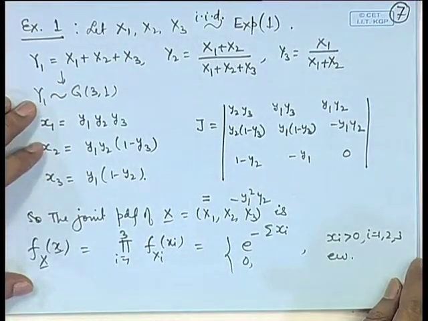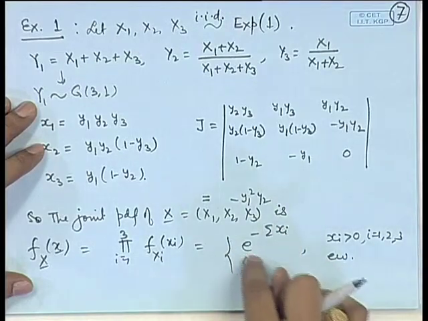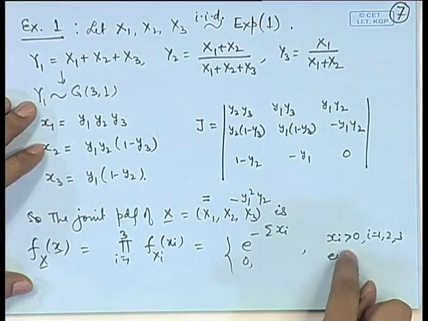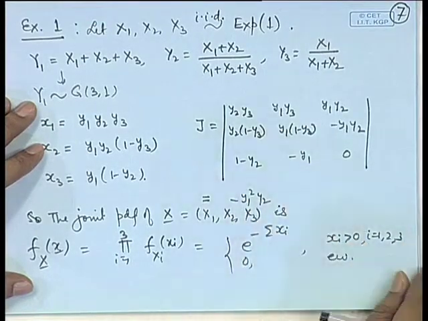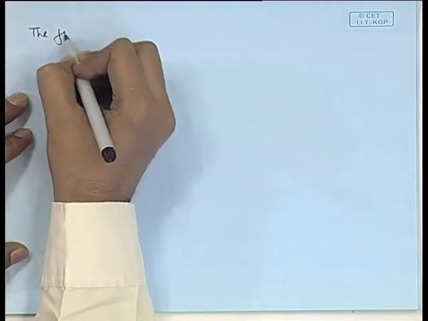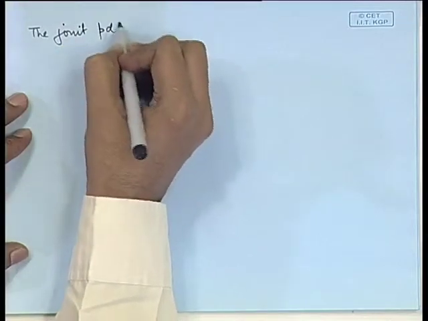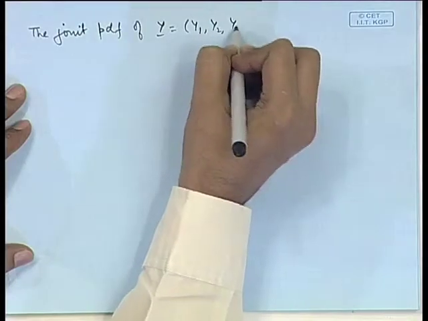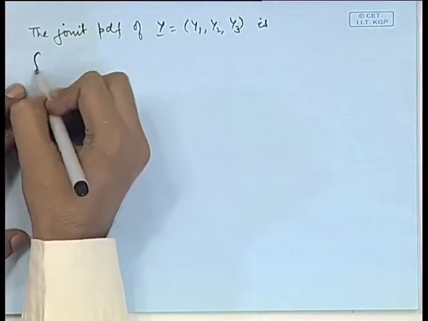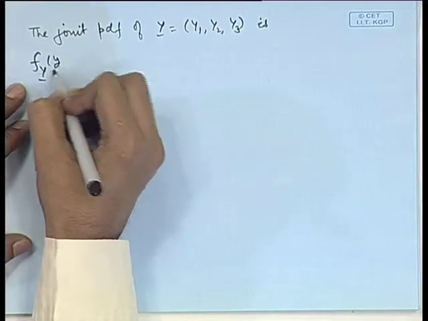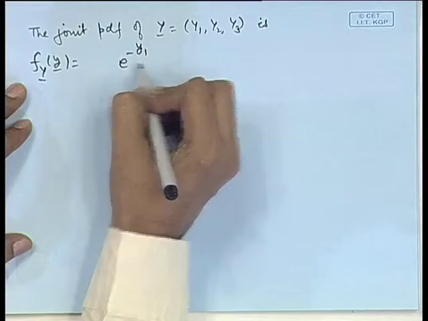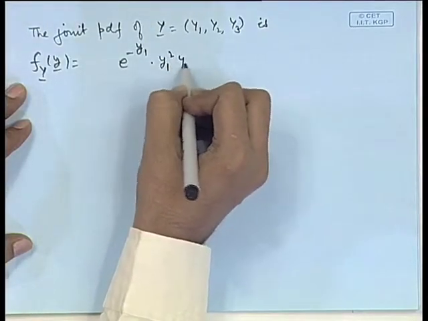Therefore, the joint density of y 1, y 2, y 3 can be obtained from here by substituting the inverse functions of x 1, x 2, x 3 and the corresponding range and multiplying by the Jacobian. So, the joint PDF of y is equal to y 1, y 2, y 3 is f, e to the power minus y 1 into y 1 square y 2.